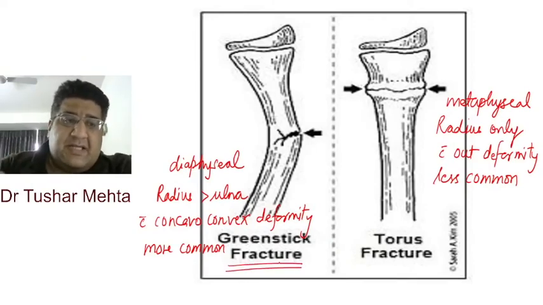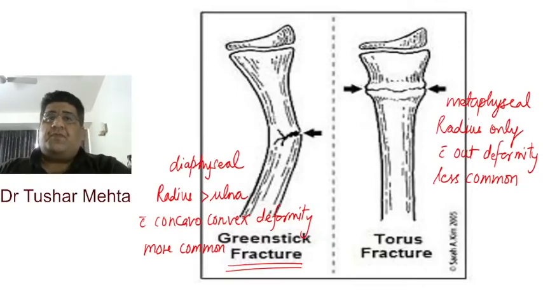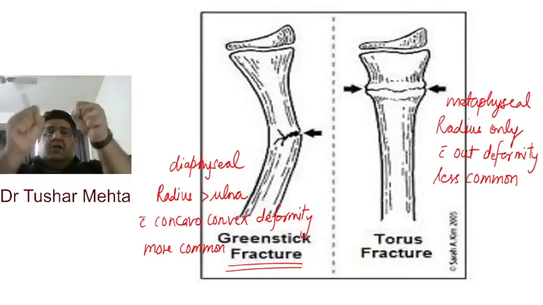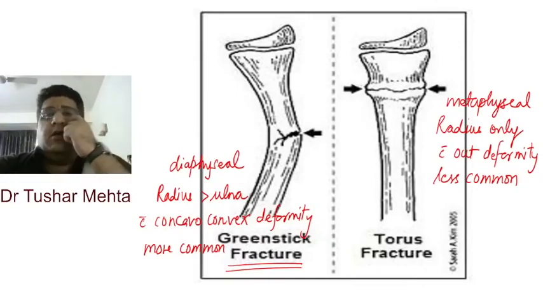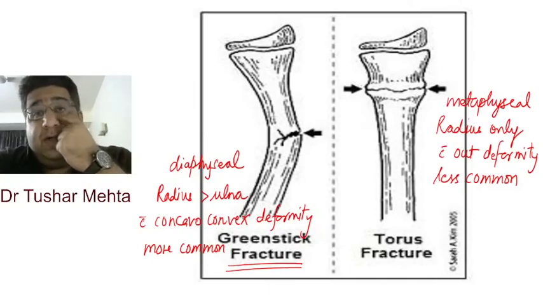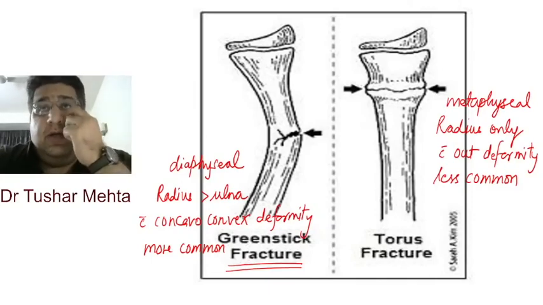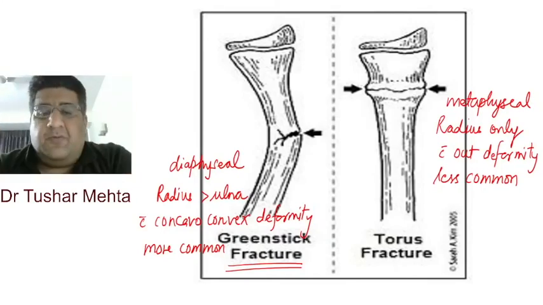The property of a greenstick is its elasticity. And that is a property of a greenstick, that no matter how hard you try, you cannot completely break it into two parts. You can bend it. You can bend it into any degree, but you can't completely break it into two parts.